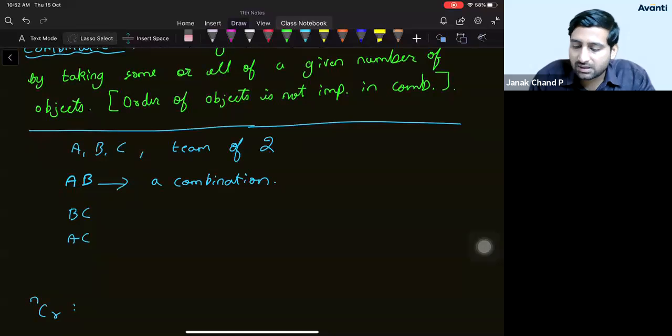Okay, fine students. So I hope that you understood the basic definition of combination. Out of the given number of objects, whatever they have specified, if you just take that, you will get one combination, right? Collection of all those things is what we will be interested in.